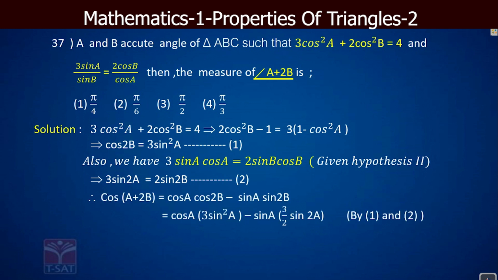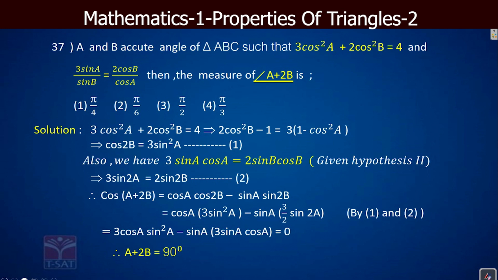Therefore, cos of A plus 2B is equal to cos A cos 2B minus sin A sin 2B, which is cos A into cos 2B, means 3 sin square A, minus sin A sin 2B, means minus sin A into 3 by 2 sin 2A, from 1 and 2. So, that is equal to 3 cos A sin square A minus sin A into 3 sin A cos A. So, that means 3 cos A sin square A minus 3 sin square A cos A, which is equal to 0. So, A plus 2B is equal to 90. So, the measure of the angle A plus 2B is 90. So therefore, the correct option is option number 3.